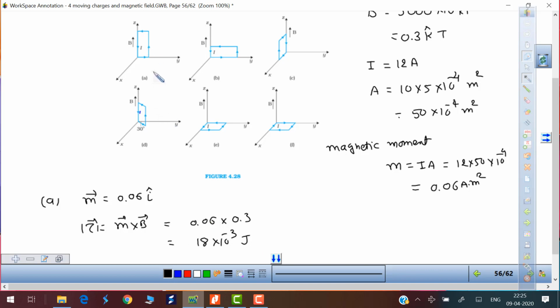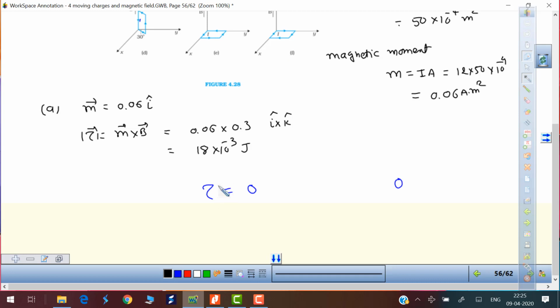And what is the direction? So M is along this direction, so I write M is in the I direction, and B is in the K direction. So I cross K, if you put, I cross K is minus J, so it is along the minus Y direction. So this torque is along the minus Y direction.